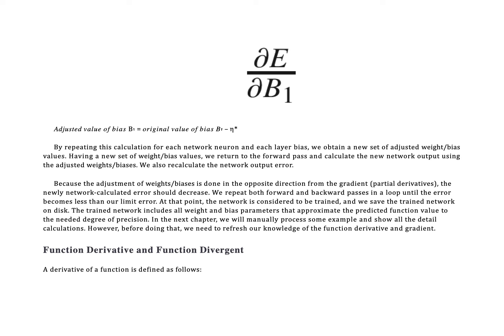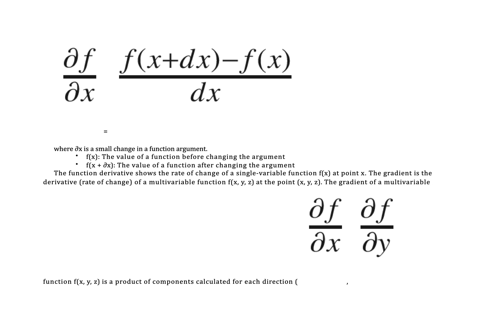A derivative of a function is defined as follows. Equals where del x is a small change in a function argument. F x the value of a function before changing the argument. F x plus del x the value of a function after changing the argument. The function derivative shows the rate of change of a single variable function f x at point x.